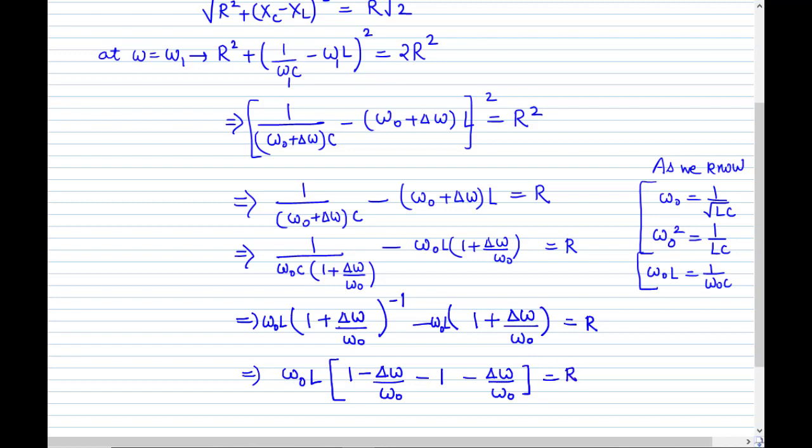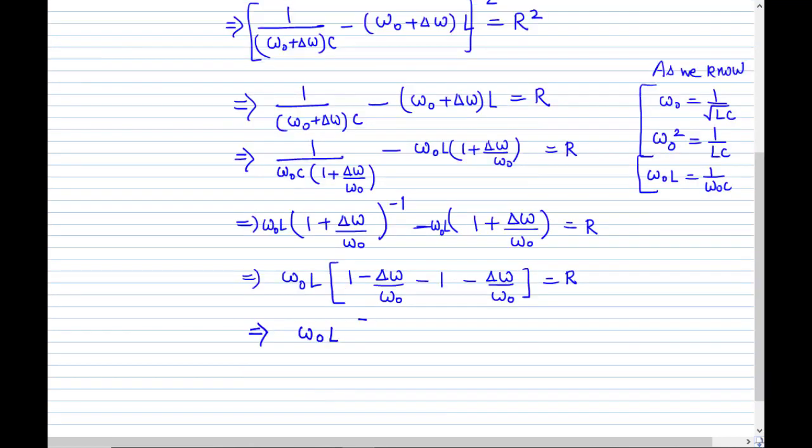because here we have used the binomial expansion. 1 plus x to the power n is 1 plus nx, then this minus is already there, so omega naught L we have taken as common, so this will become minus 1 and this will become minus delta omega upon omega naught. So this 1 cancels out with this minus 1. So we'll have omega naught L, and if we add these two up, then this is 2 delta omega upon omega naught. This is equal to R. So omega naught cancels out, and we have delta omega is equal to R upon 2L.